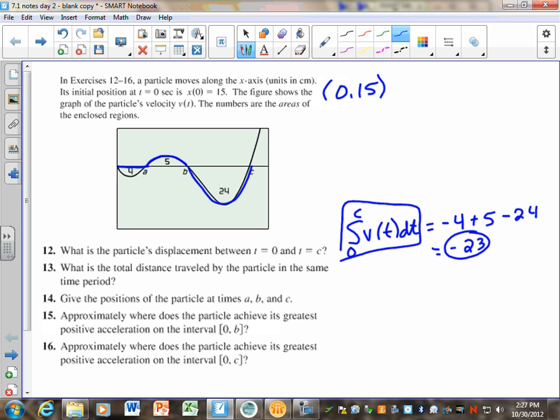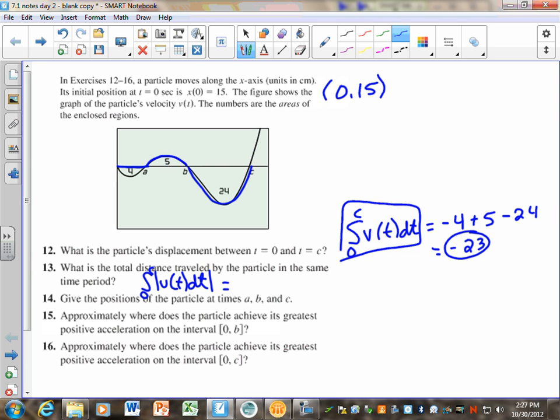So that should help you on these other problems, but I'm going to go through all these with you. Number 13 says, what is the total distance traveled by the particle in that same time period? And so again, this is what we talked about yesterday. Displacement is just what happened during that time. Total distance is the absolute value of that. So for number 13, I could write the integral from 0 to c of the absolute value of the velocity function. And that's what I would show for my work.